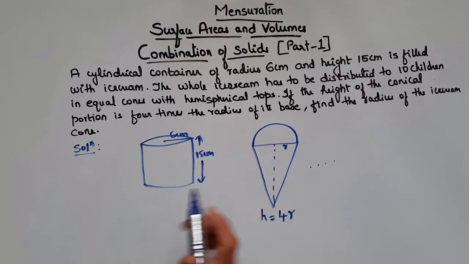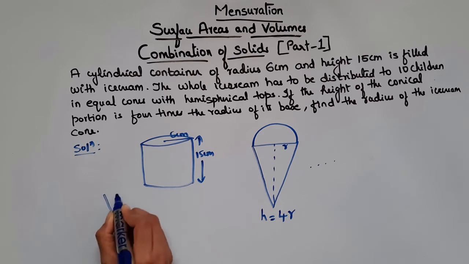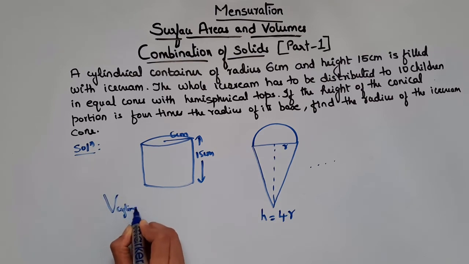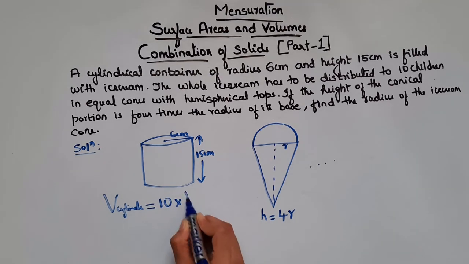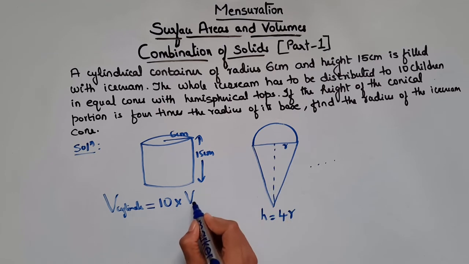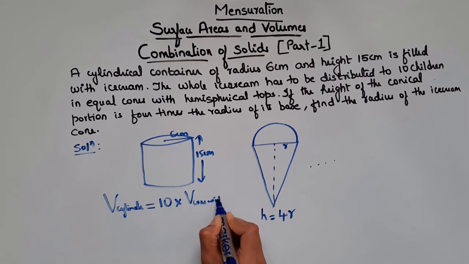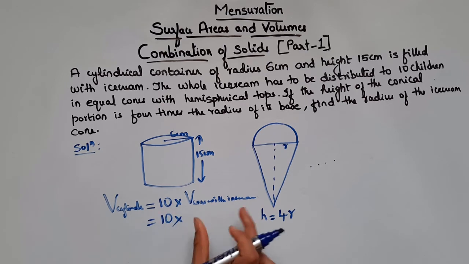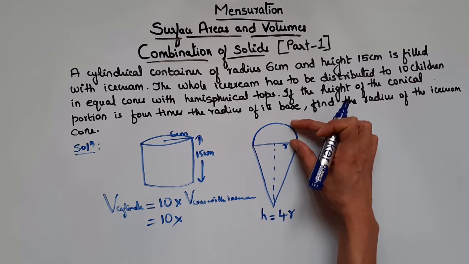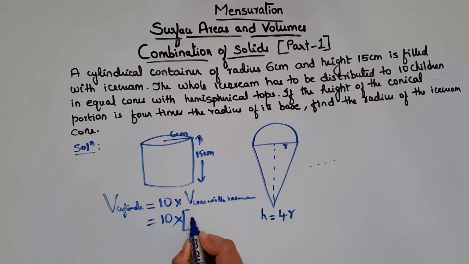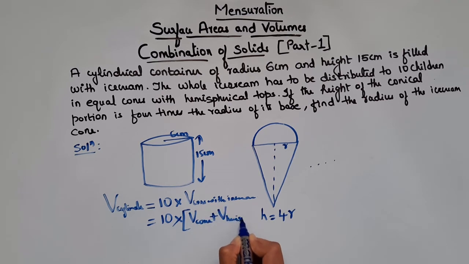Agreed? So what did I say? Volume of this cylinder is equal to 10 into volume of this cone with ice cream, right? Which is equal to 10 into, what is the volume of the cone with ice cream? That is the volume of this cone plus volume of this hemisphere, right? So you can write this as volume of the cone plus volume of hemisphere. So let me continue here.